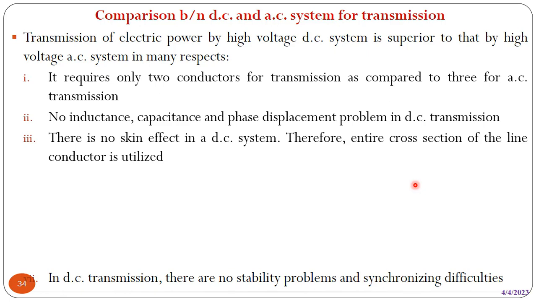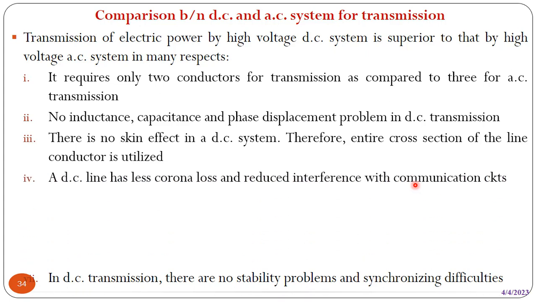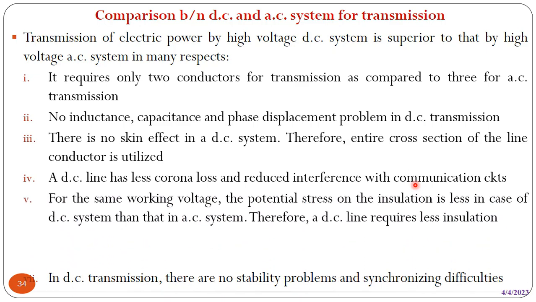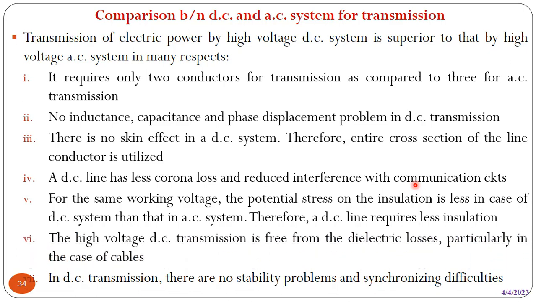We can use the whole conductor cross-section area. A DC line has less corona. Corona means ionization of the air around a conductor, reacting with the atmosphere, causing heating and sound, and it reduces interference with communication circuits. For the same working voltage, the potential stress on the insulation is less in a DC system than in an AC system, therefore this line requires less insulation.